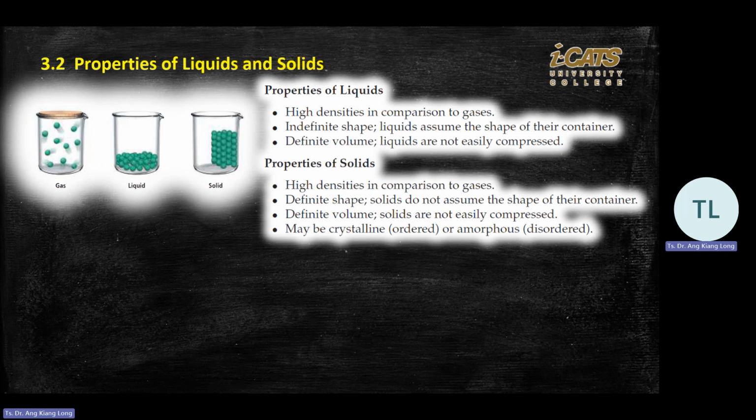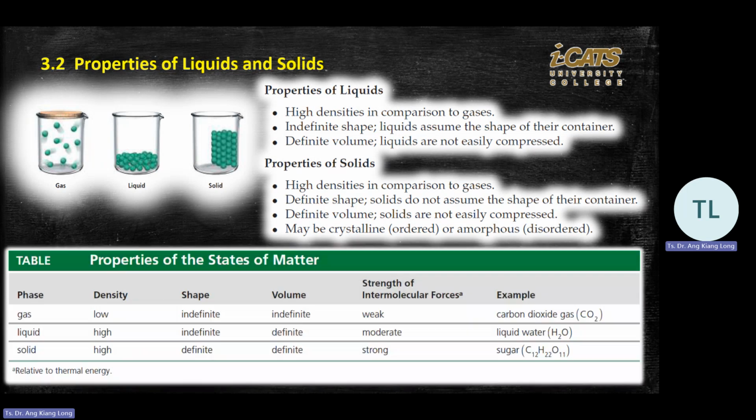So solid, high density compared to gases. You take gas as a comparison. Then you have indefinite shape, and you do not take the shape of the container. Definite volume and crystalline, right, or amorphous. So this table will summarize all the properties of gas and liquid. Talk about density, shape, volume, strength of intermolecular forces. This one is important for chapter 3, right? So gases will be weak, liquid will be moderate, solid will be strong.